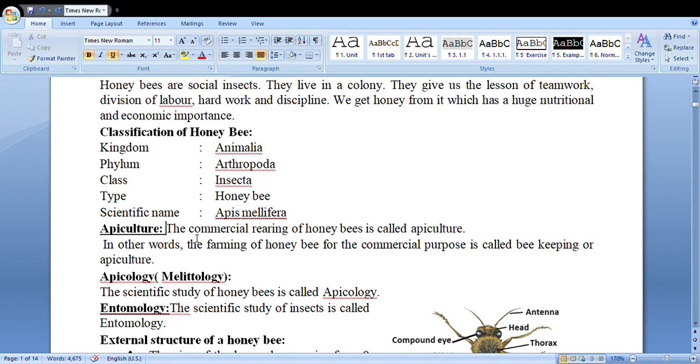Apiculture. The commercial rearing of honeybees is called apiculture, or we can say the rearing of honeybee for the commercial production of honey is called apiculture. In other words, the farming of honeybee for commercial purposes is called beekeeping or apiculture. Apicology or melittology. The scientific study of honeybees is called apicology.